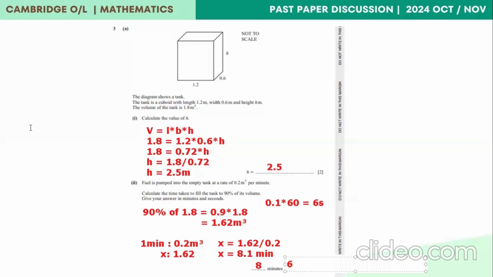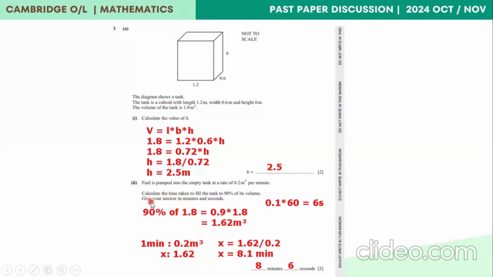So recap: in this question, fuel is pumped into the empty tank at a rate of 0.2 meter cube per minute. So we have to calculate the time taken to fill the tank to 90% of its volume. So first, we have to find 90% of its volume. That's going to be 1.62. Additionally, now we have to find for 1.62 how much time is going to be taken, which we can find by 1.62 divided by 0.2. So that would give us 8.1 minutes.